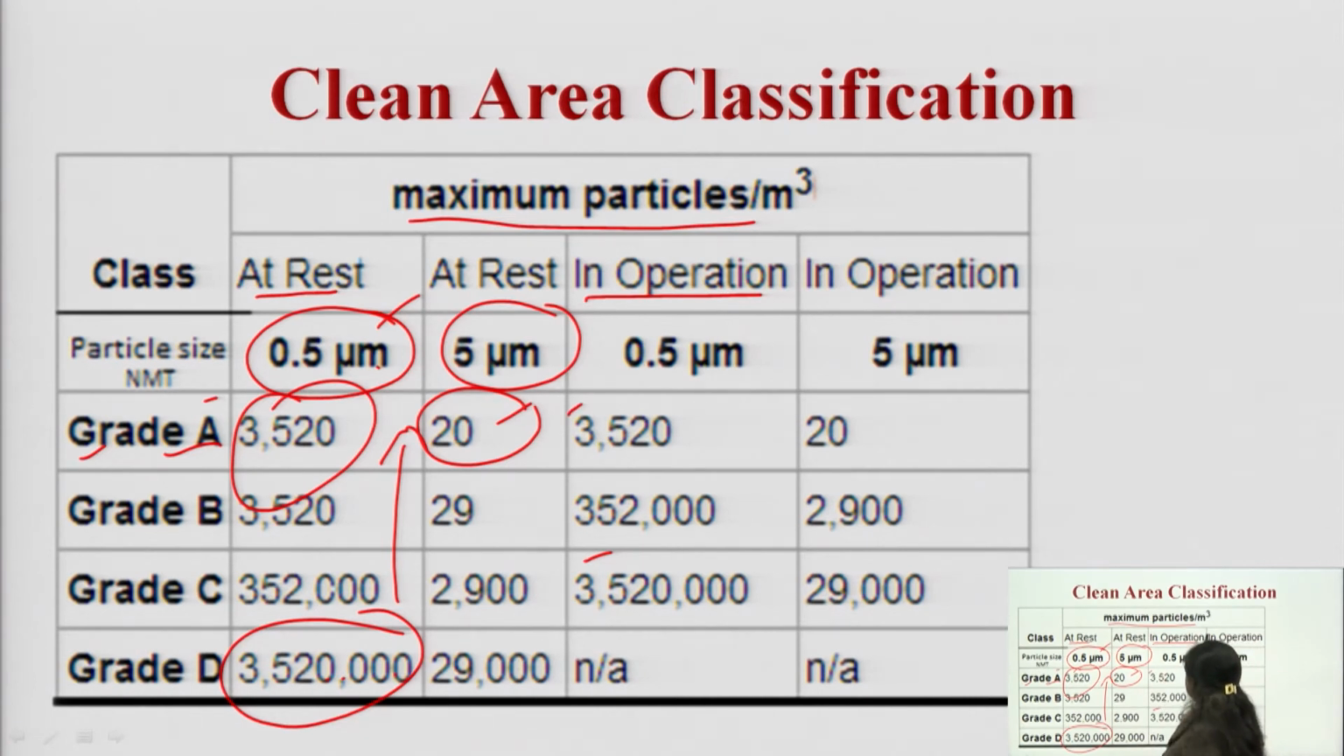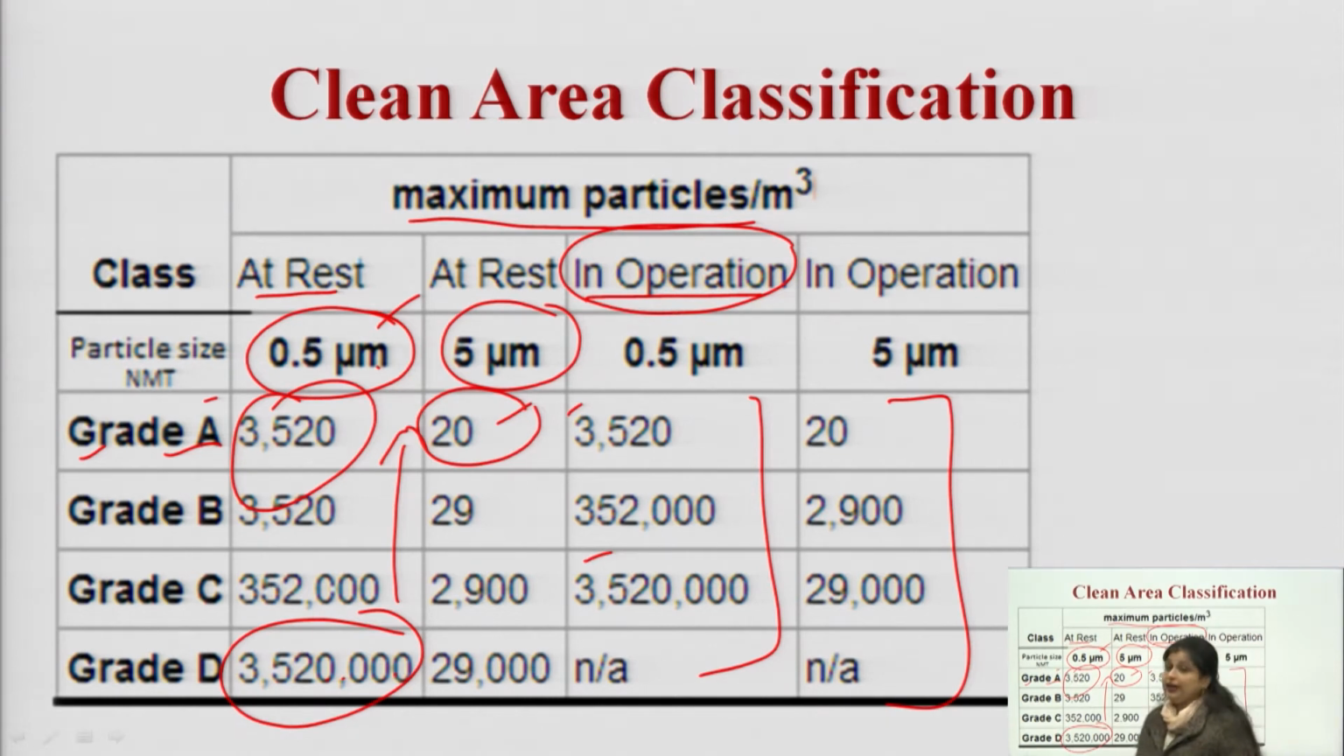And if the area is under operation, when we are doing work, there are a lot of personnel working in that area, operation is going on, equipment is working, in that case the limits are a little bit different. So, when we move from grade D to grade A, you have to mention for both at rest as well as in operation the limits given by the regulatory bodies, that how many dust particles are allowed of 0.5 micrometer size or 5 micrometer size.